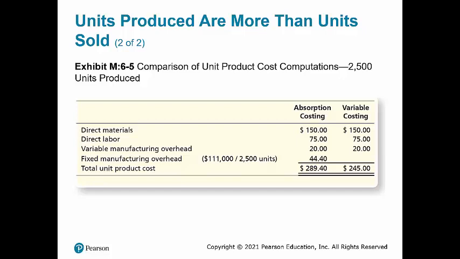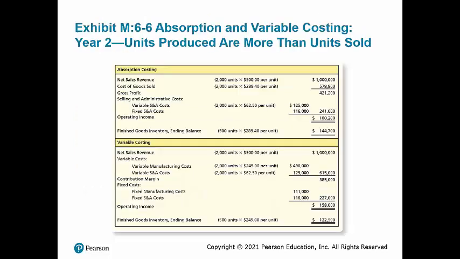The increase in production decreased the total unit product cost from $300.50 to $289.40 under absorption costing. The variable costing per unit stayed the same. As shown in this exhibit, when more units are produced than sold, operating income is greater under absorption costing than variable costing. The reason is that with absorption costing, some fixed manufacturing costs remain in ending finished goods inventory on the balance sheet and have not been expensed.